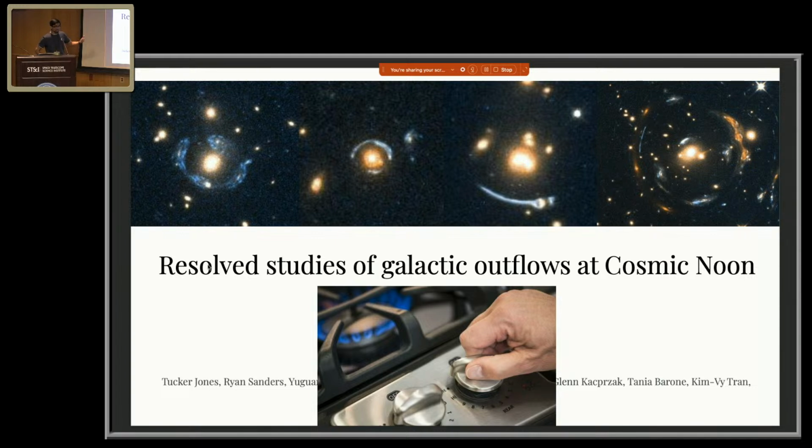So what I study, and my poster, which is on the left over there, looks at studying galactic scale outflows at cosmic noon using these strong, bright, gravitationally lensed galaxies. Since they're bright and magnified, you can do both spatially and spectrally resolved studies. So I'll talk about two projects here.